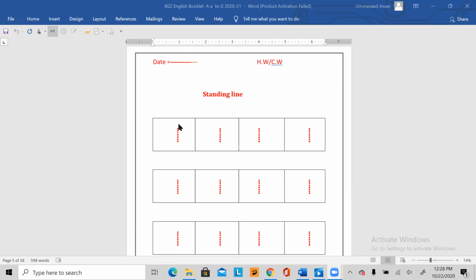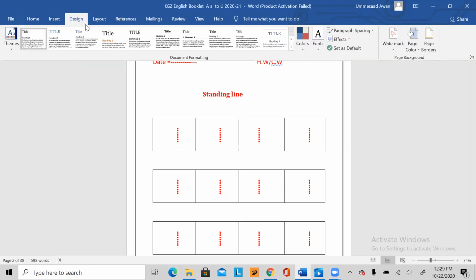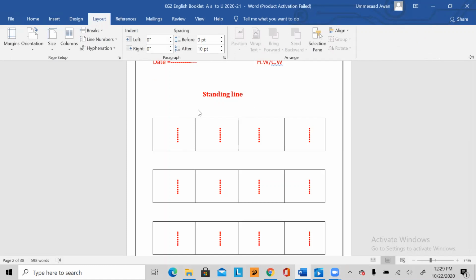You will hold your pencil and put it here, and you will make a straight line. So it is called standing line. Okay, repeat after me, standing line. This is standing line. When you write on these basic lines, you will learn a lot of things because you will see the standing line everywhere. When you stand straight, you are also looking like a standing line.